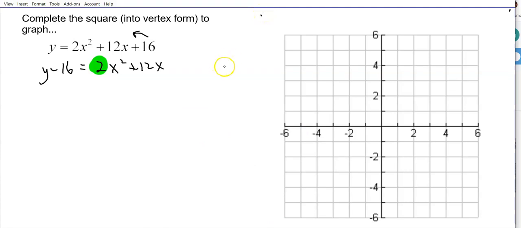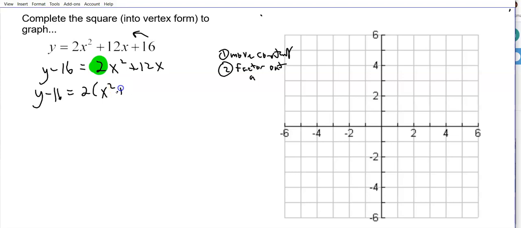So I think the steps you need there: step 1 is move the constant. Step 2 is you're going to factor out the a value. Step 3 is complete the square. So let's go: y minus 16 equals 2 times x squared plus 6x. My next step is to complete the square, so I know I'm going to add something to both sides there.